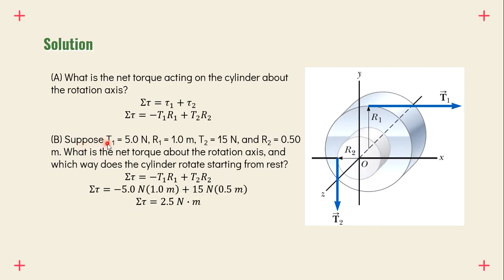So how about for letter B? We just plug in these values. We have negative T1 R1 plus T2 R2. So negative 5 N times 1 meter plus 15 N times 0.5 meter. We get 2.5 newton meter. So which direction does it rotate? We can see that the summation of torque is a positive number. If you can recall, all the positives are counterclockwise and all the negatives are clockwise. So since our result is positive, that means the rotation is counterclockwise.